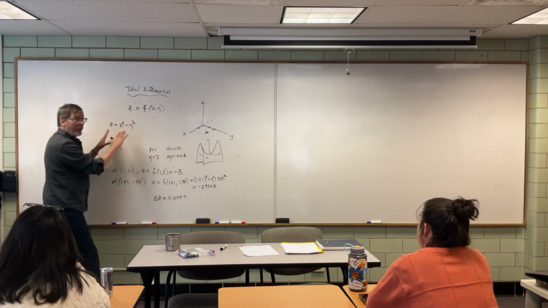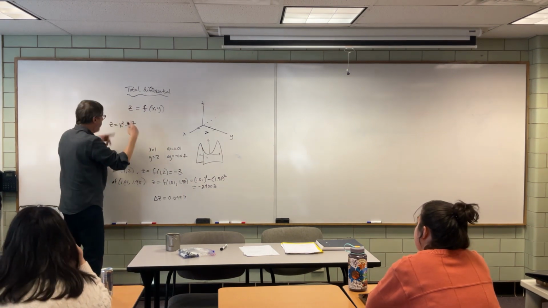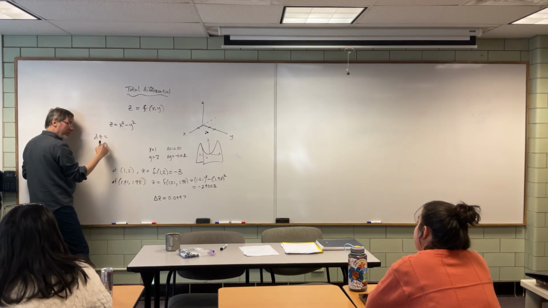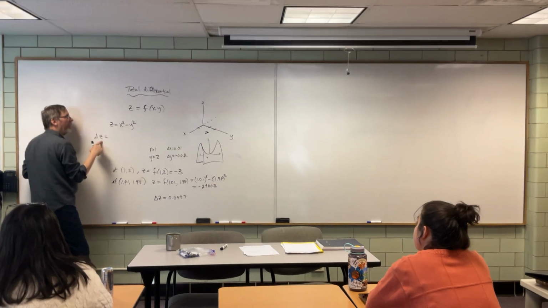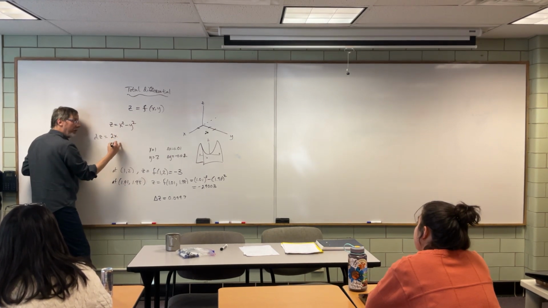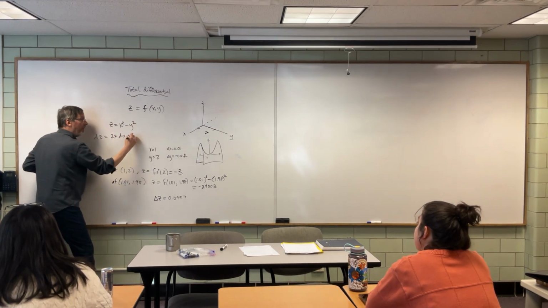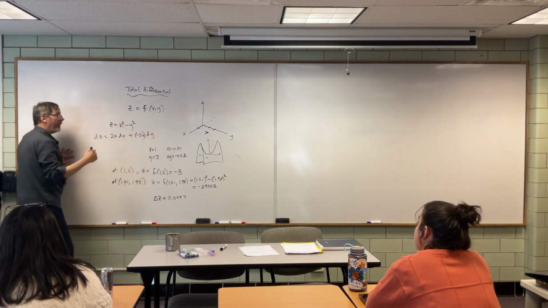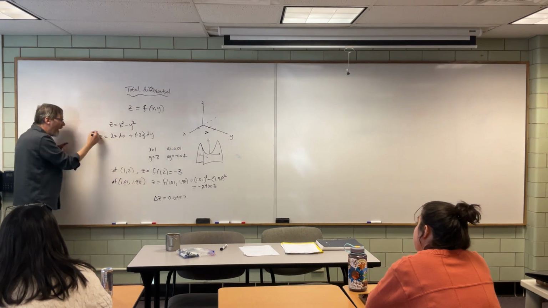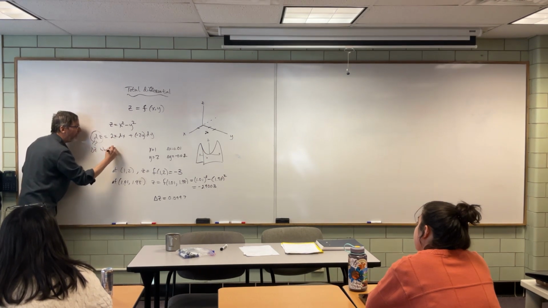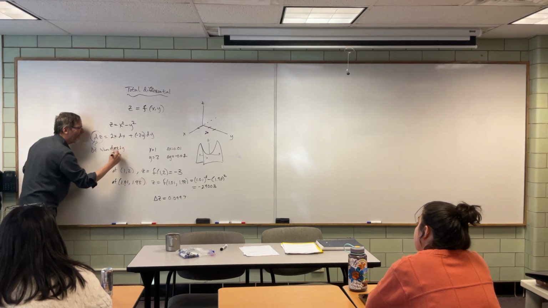But we can estimate that with the true differential, or excuse me, the total differential. So here, the total differential, dz, which we called df the other day, is the partial of this with respect to x, so that's 2x times dx, plus the partial of this with respect to y, which is -2y, dy. So I can use this to estimate the true change in z when delta x and delta y, or dx and dy, are small.